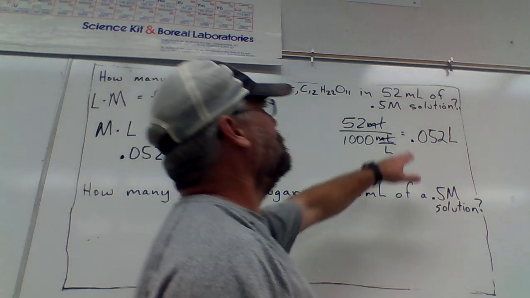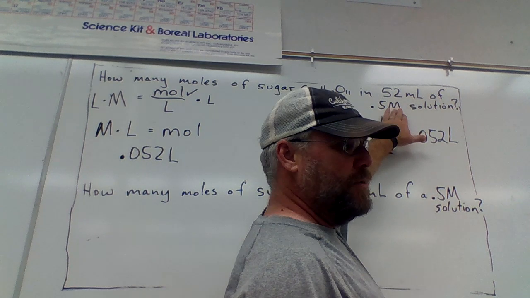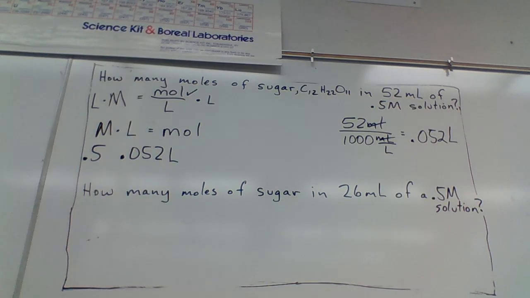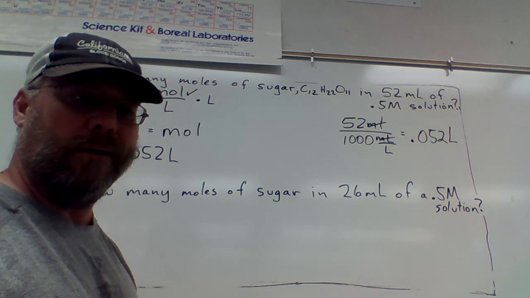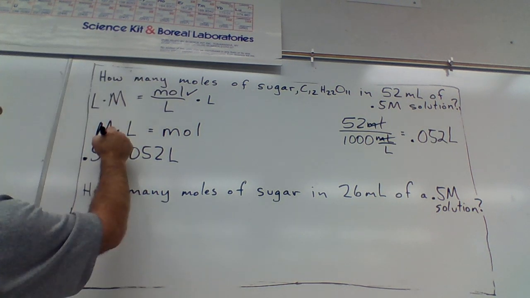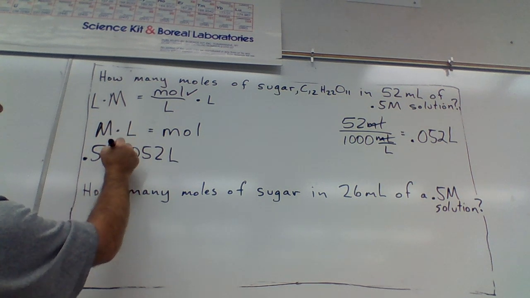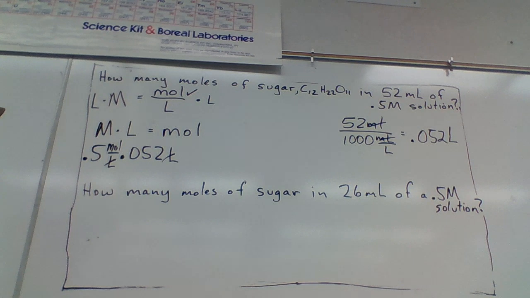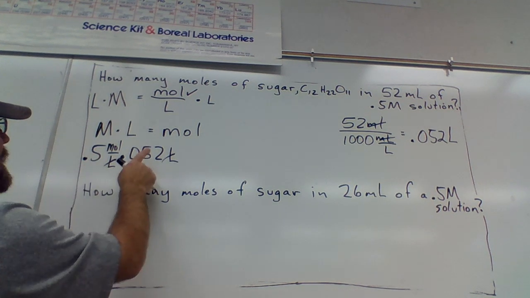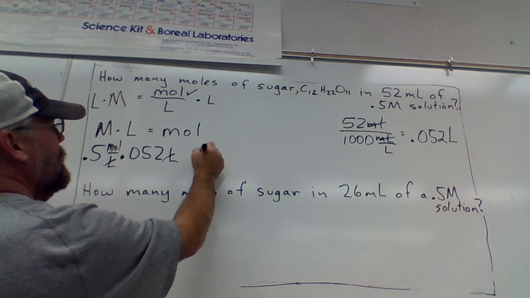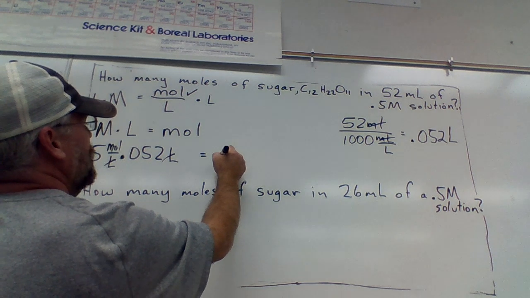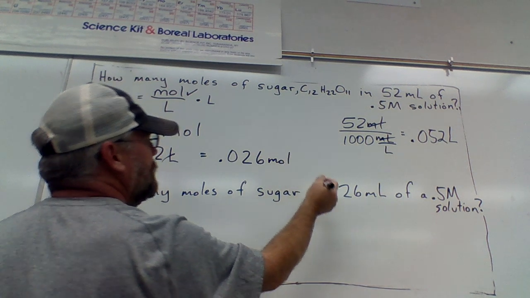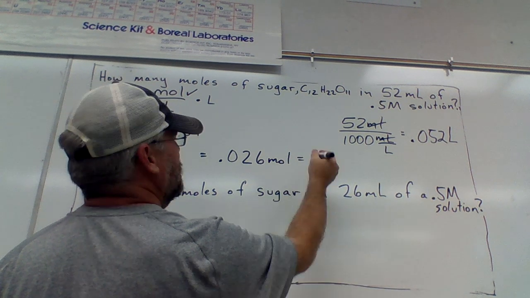So that 0.052 goes here. Then the molarity needs to go in here. So that's 0.5. We have to remember what molarity means. It's moles per liter, and that way the liters cancel out. And once we have that, 0.5 times 0.052 is going to be 0.026 moles in that particular solution.